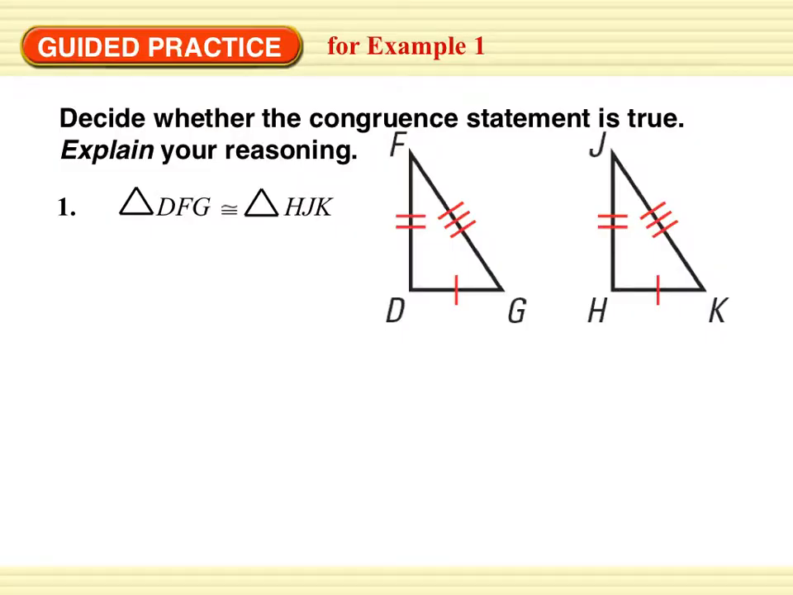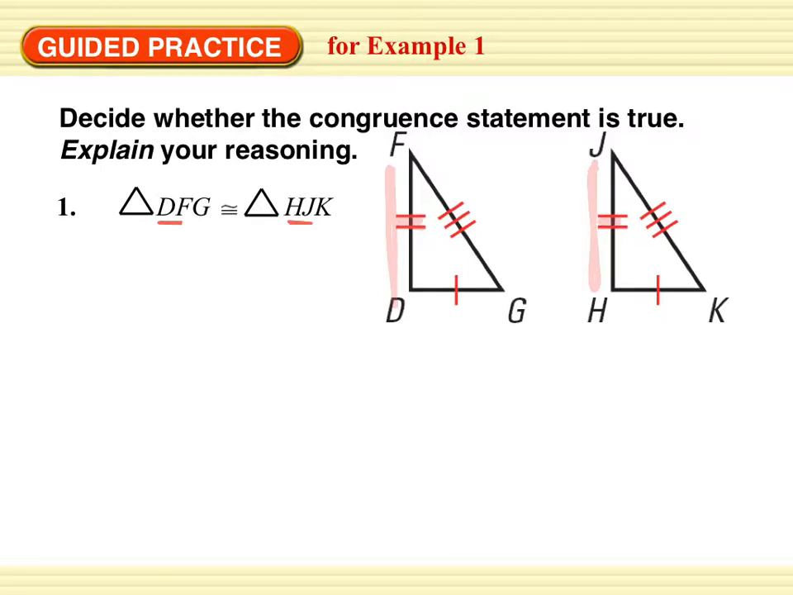So here is the first example. They want to know if the statement they're giving us is a true congruency statement. So again, what we need to do is make sure that the letters are in the correct order, because if the letters are messed up and the sides don't correspond and match, then they're not congruent. So let's try it. DF, we could check this side with HJ. DF is right here, and here is HJ. And notice they both have 2 marks.